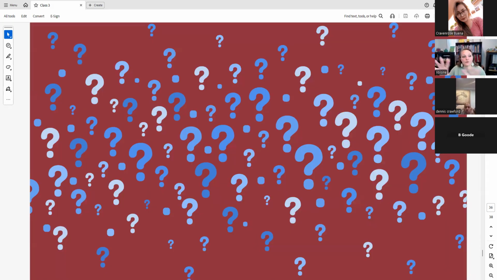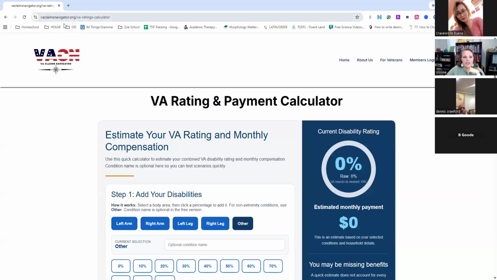All right, so right now I'm going to open it up for any questions about the math. Oh, let me show you guys really quickly. Let me share something else with you, I should say. Okay, share screen. All right, this is on VA Claims Navigator.org/VA TAC ratings TAC calculator.